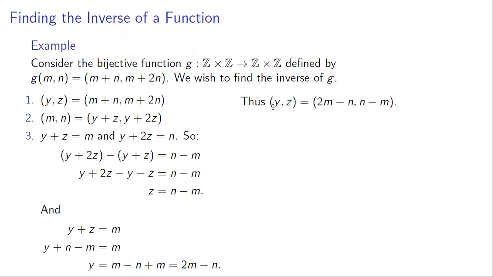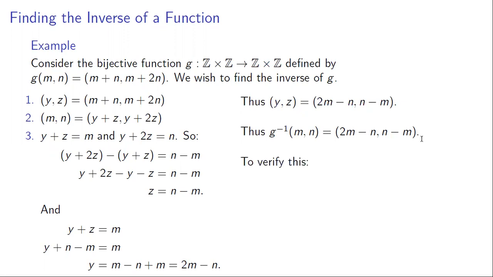Thus, the pair y comma z, which is what we really want to solve for, right? Normally we want to just solve for y, but here the output consists of a pair, so we want to solve for y comma z. So y comma z is equal to 2m minus n comma n minus m, right? So y is 2m minus n, z is n minus m. Thus, the inverse of g, g inverse of m comma n, is defined as 2m minus n comma n minus m, this pair.